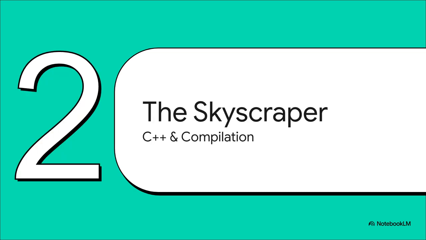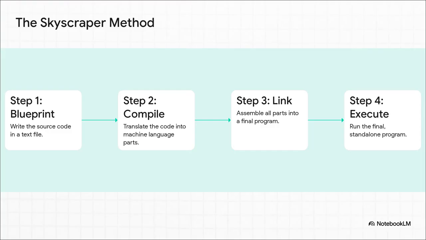Our first build is going to be a massive skyscraper. This represents a method called compilation. And for this job, we're using C++, and our construction firm is GCC, which is one of the most famous compilers on the planet. This is going to be a serious, careful engineering project. Just like a real skyscraper, you don't just snap your fingers and it appears. There are steps. It's a very deliberate four-step process.